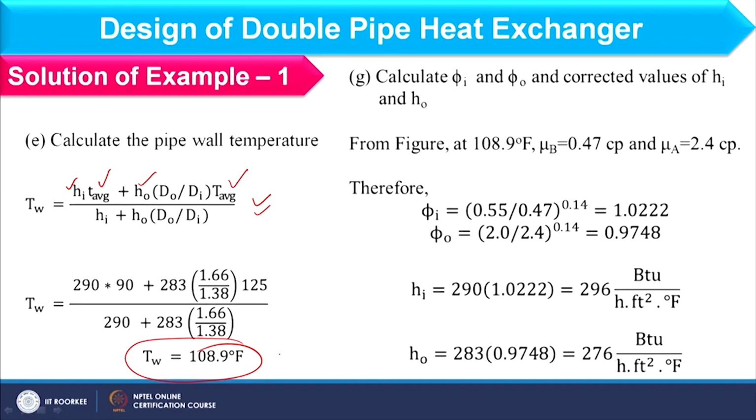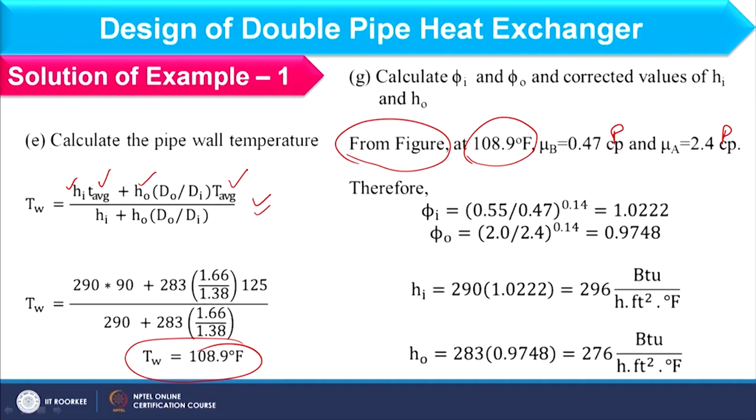Now, corresponding to the figures of what? Figures of viscosity data, fine. We can find out benzene viscosity and aniline viscosity at 108.9 degree Fahrenheit, and it comes out as mu B as 0.47 centipoise, and here P should be capital, sorry for that. So, here mu B is 0.47 centipoise and mu A is 2.4 centipoise. Okay.